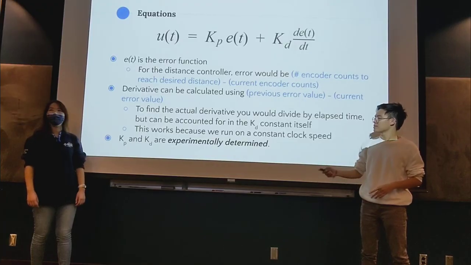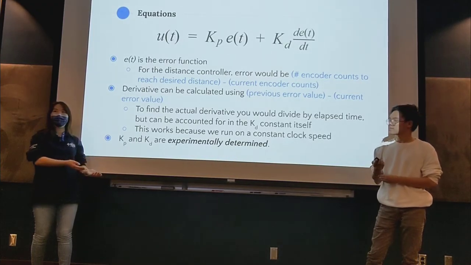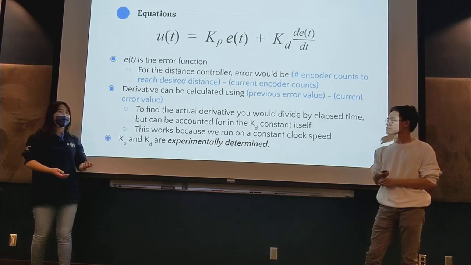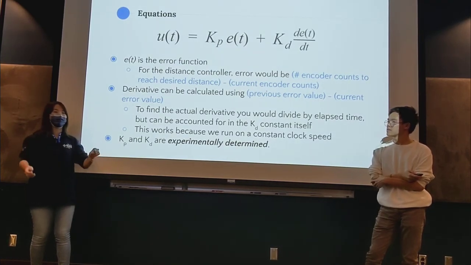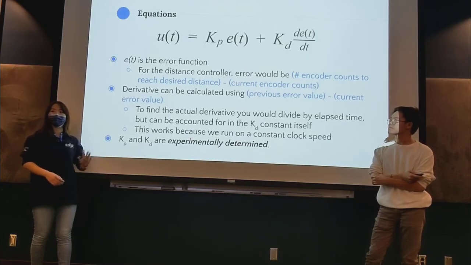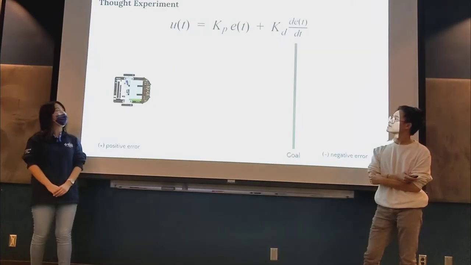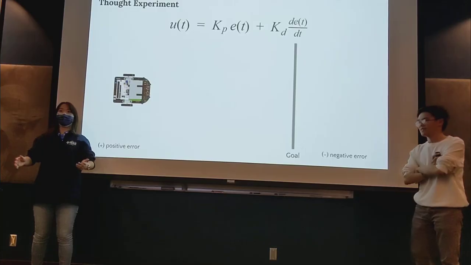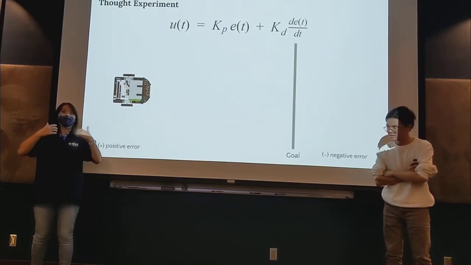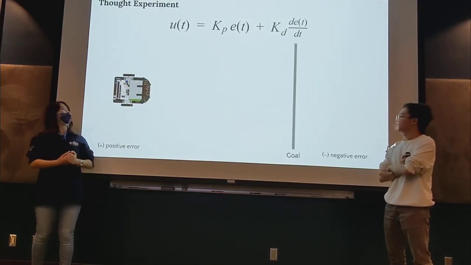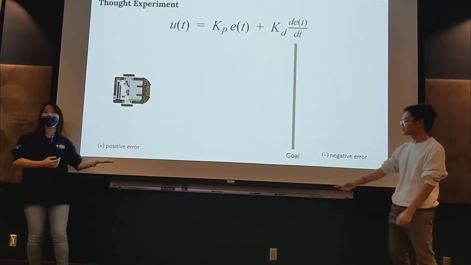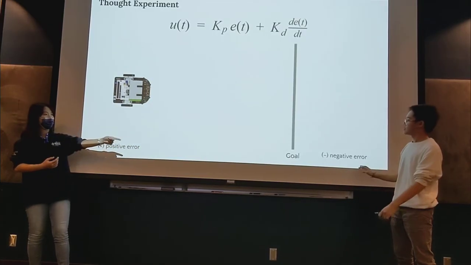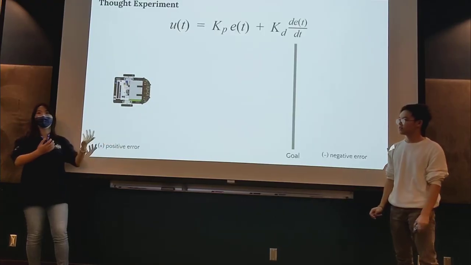Right. And yes, you will have to experimentally determine KP and KD. Since you have a distance controller and an angle controller, you'll have two sets of KP and KD to fine tune. And just a little thought experiment to help you understand this more. Imagine we are a distance away from our goal. Here would be a positive error versus a negative error, and we're starting at rest.